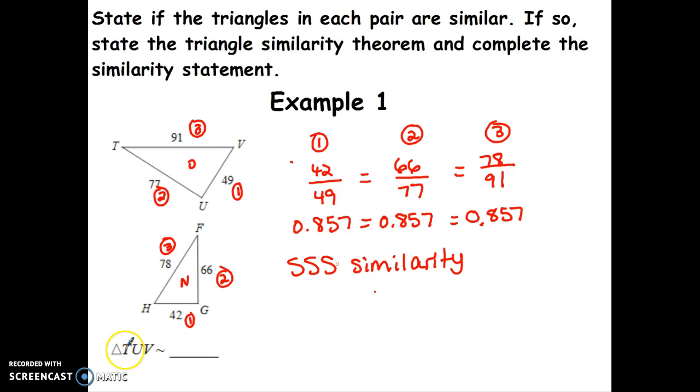Now we need to take a look at our similarity statement. So we have TUV. We're going from T to U to V, so we're traveling along the 2 side to the 1 side. We're going to have to duplicate that here. So we're traveling along the 2 side to the 1 side. Does everybody see that? 2, 1, 2, 1. So that's going to be FGH.